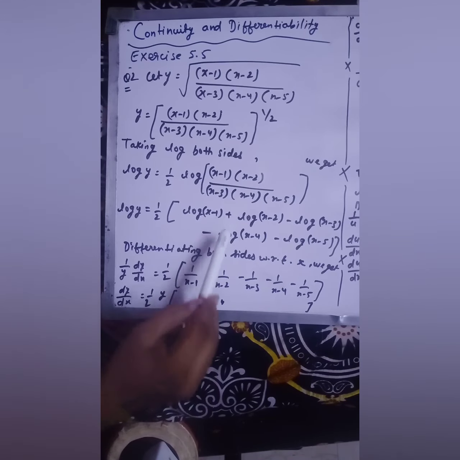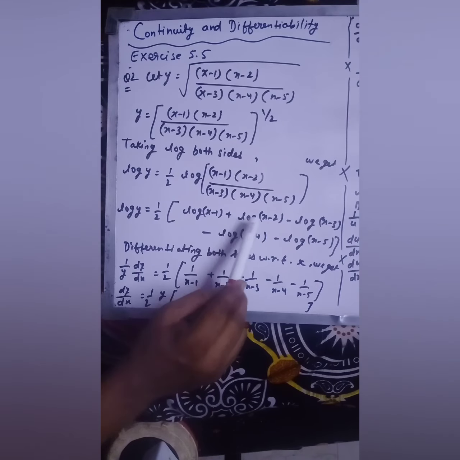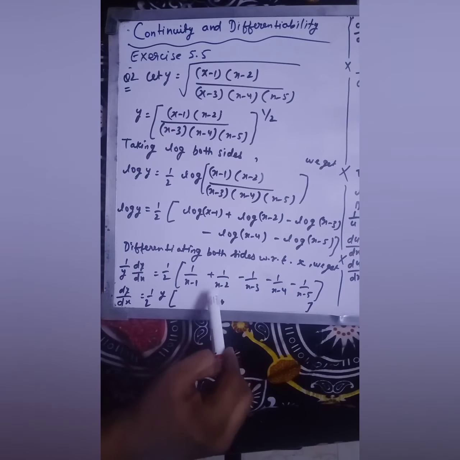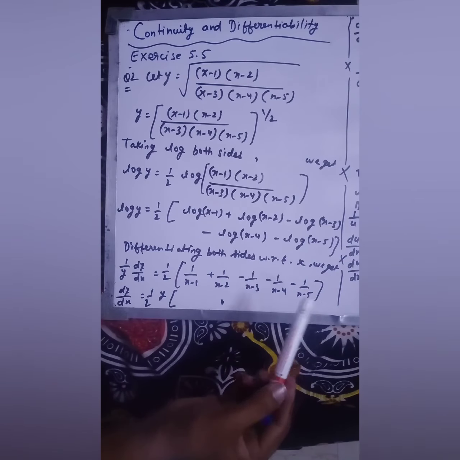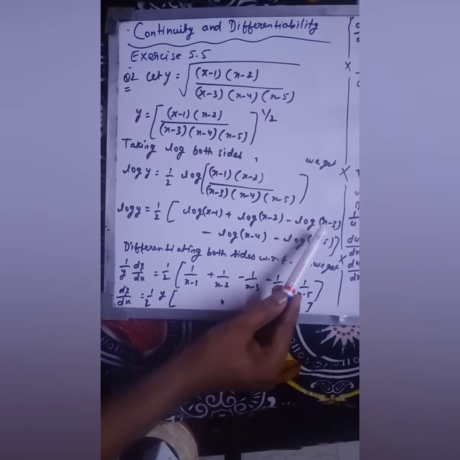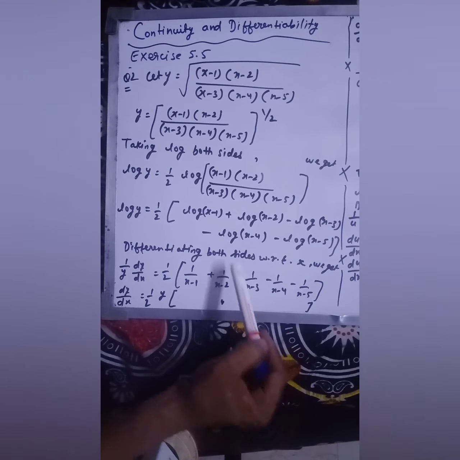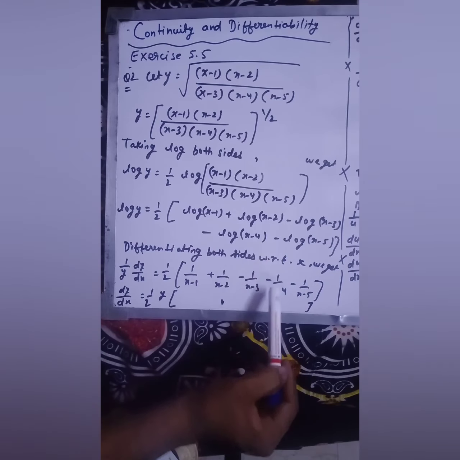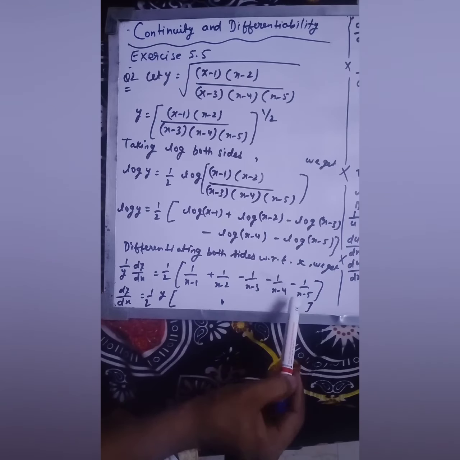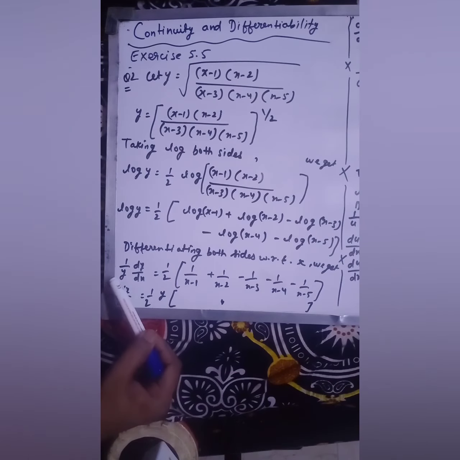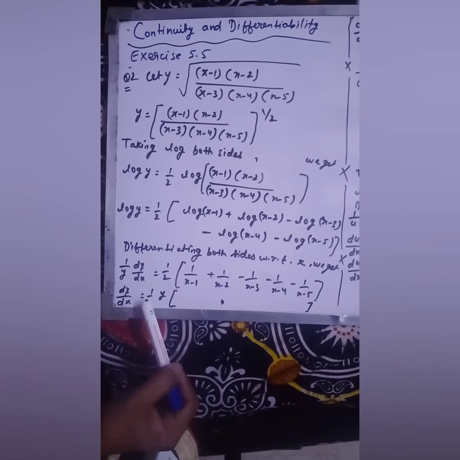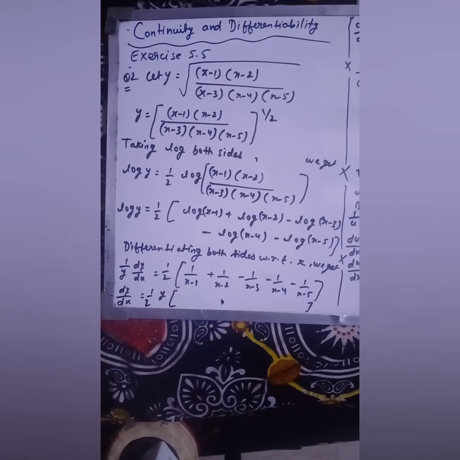Okay, similarly plus, and derivative of log (x-2) would be 1 by (x-2), and then derivative of (x-2) would be 1. Again I am not showing it. Similarly minus, derivative of this would be 1 by (x-3), derivative of this would be 1 by (x-4), and derivative of this would be 1 by (x-5) within bracket. Okay, then you have to bring this y on the right hand side. You will write half into y, and this whole term you have to copy.